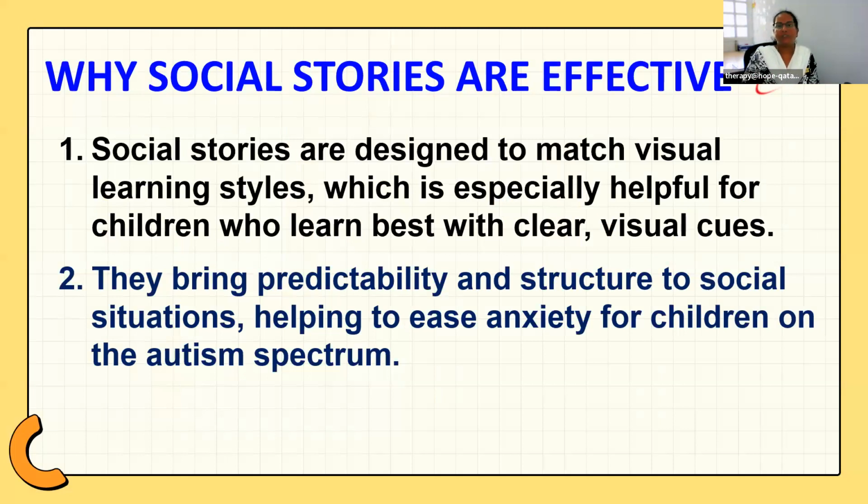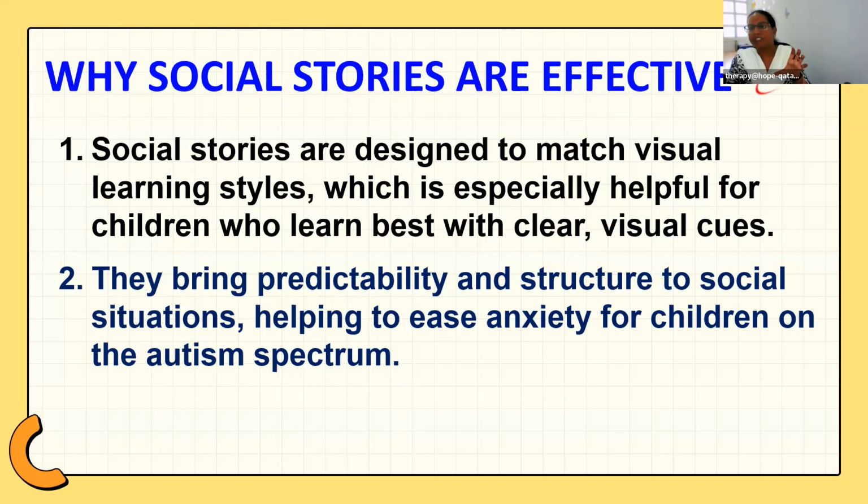So why are social stories effective? Because they are designed to match visual learning styles. See, most of the children are visual learners. Looking at the pictures, they learn things. So you have to understand whether the child is a visual learner or auditory learner or picking up the skills from imitation, all these things. It is especially helpful for children who learn best with clear visual cues.